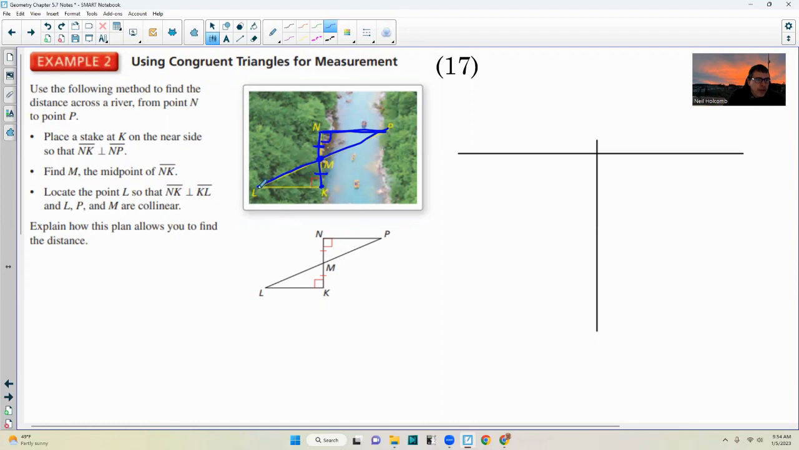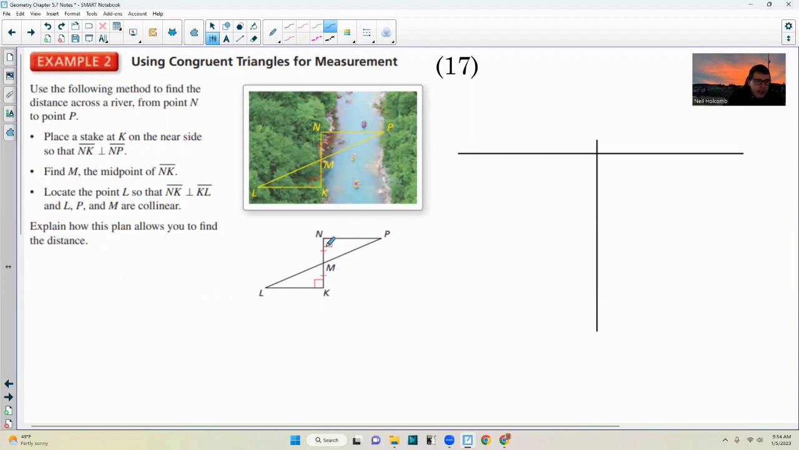So find a point out in the woods here, L, M, and a straight shot over to P that's on the shore on the other side. So explain how this plan allows you to find the distance. Okay, so that's what we're trying to do here. So let me get rid of all this. So I've copied this down here.